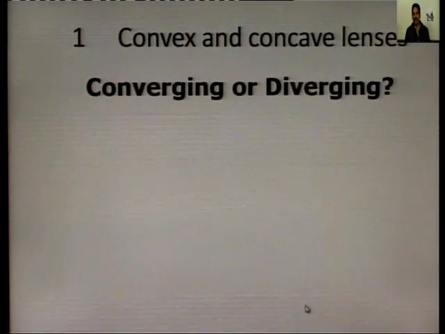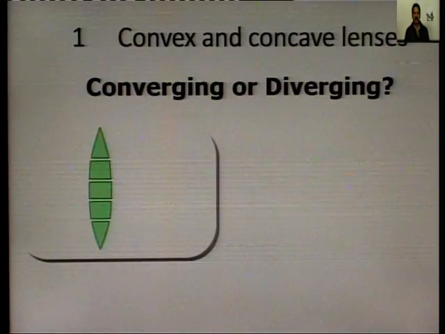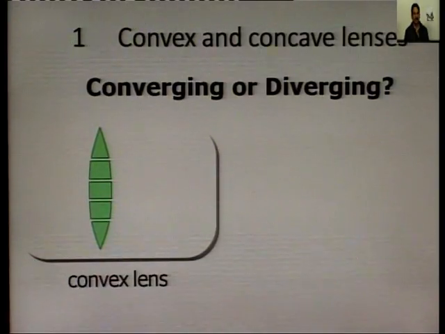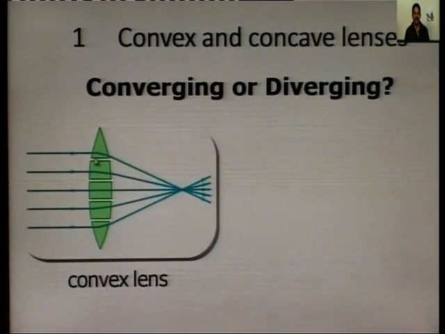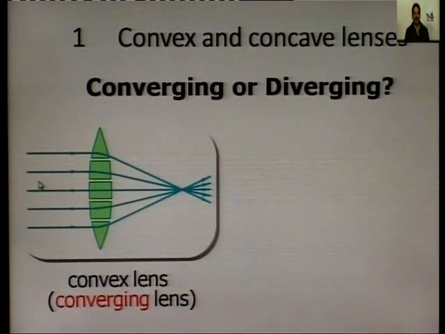Convex and concave lenses are either converging or diverging. Now, we will discuss which one is converging and which one is diverging. Let us first discuss the convex lens. The parallel rays of light incident on a convex lens are brought to meet at a point. So, this convex lens is called a converging lens.